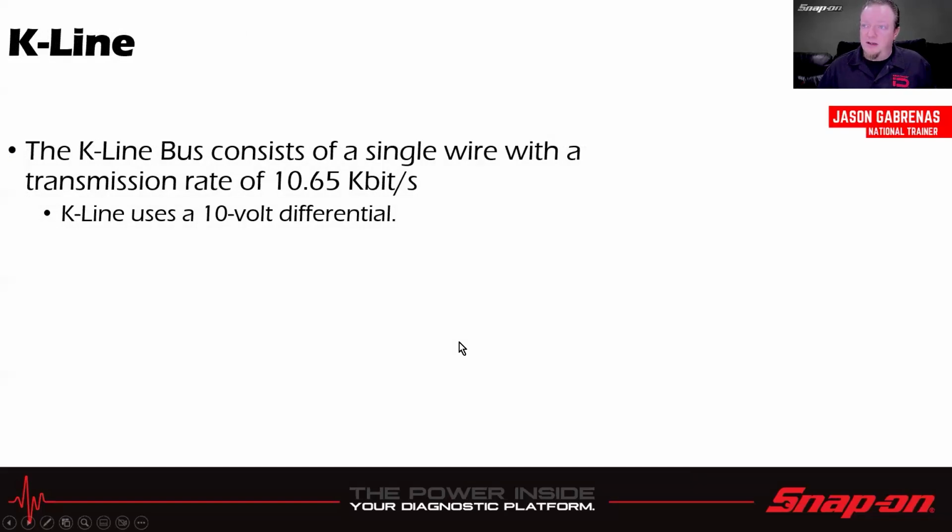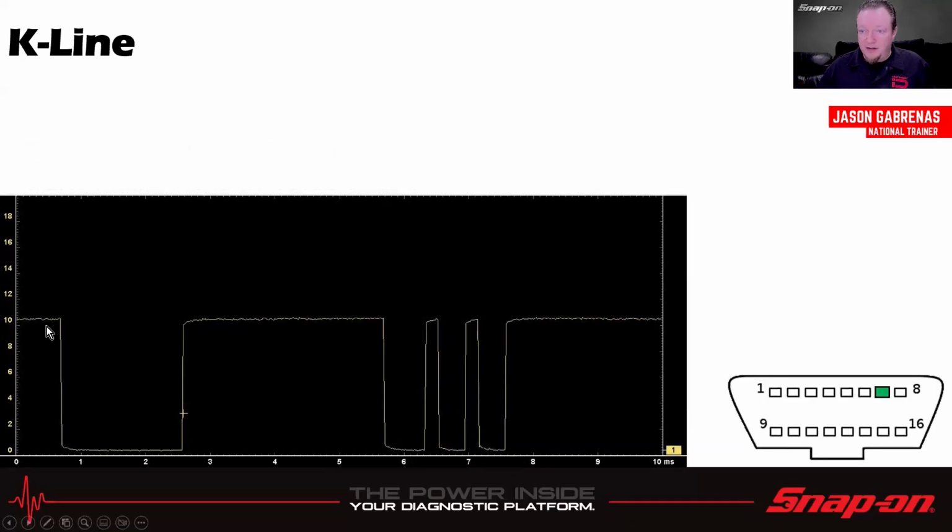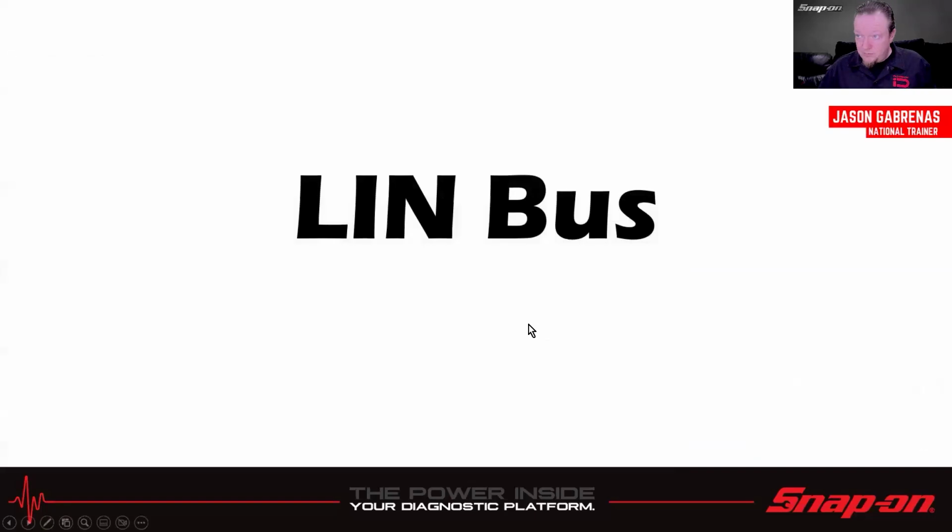Then we have K-line. That consists of a single wire with a transmission rate of 10.65 kilobits per second. K-line uses a 10-volt differential. So if you see here, we've got a 10-volt square wave, right? Going across the screen, lots of ones, 0, 1, 1. See all the different communication patterns.